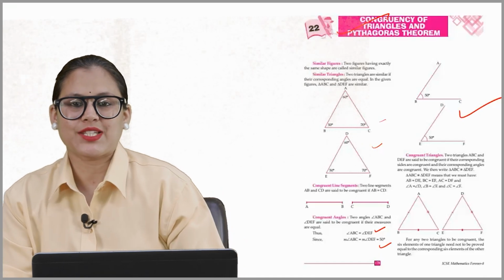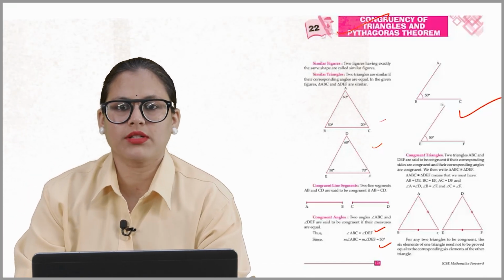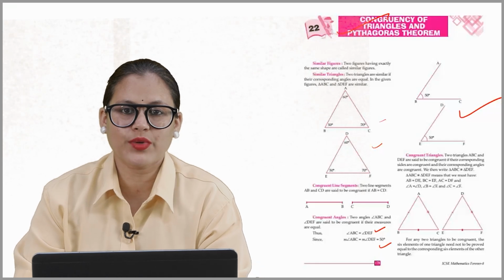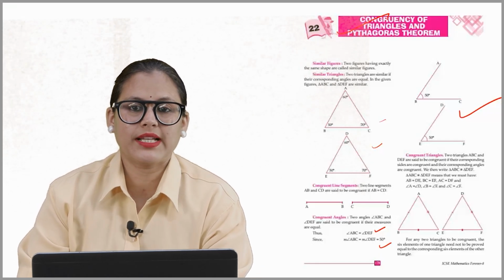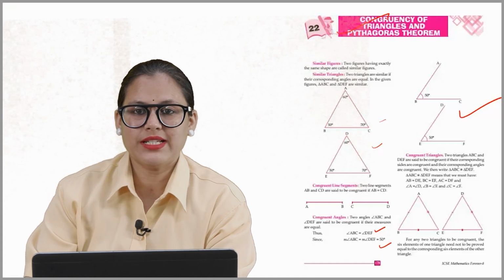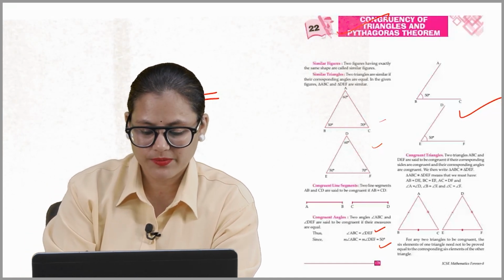Next, congruent triangles. Two triangles ABC and DEF are said to be congruent if their corresponding sides are congruent and their corresponding angles are congruent. We then write triangle ABC is congruent to triangle DEF. This is the sign of congruency.